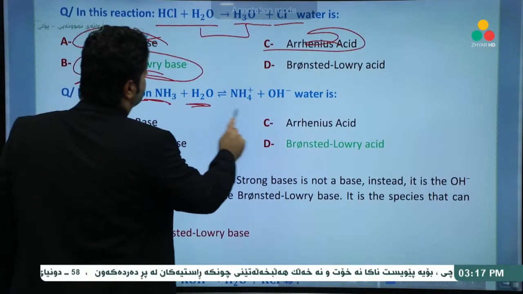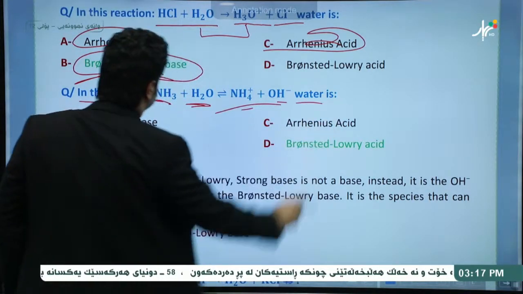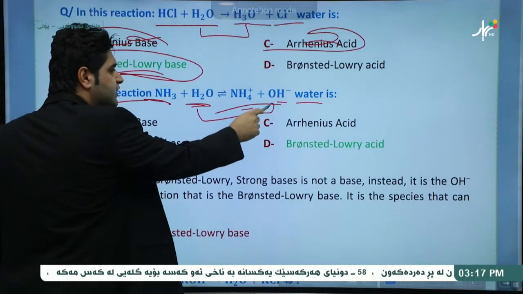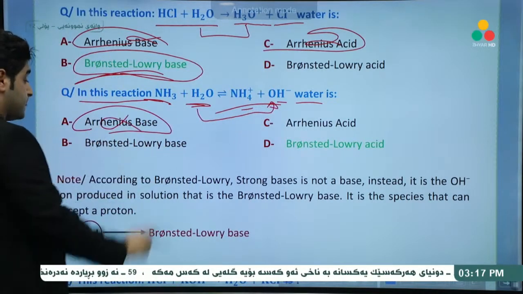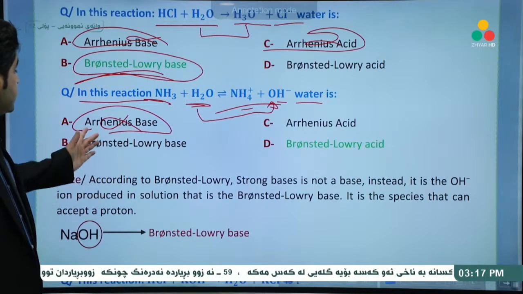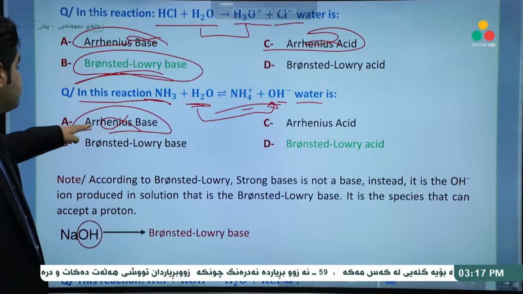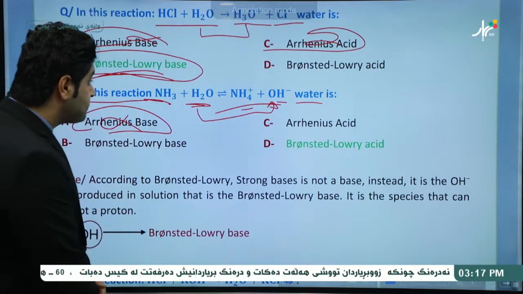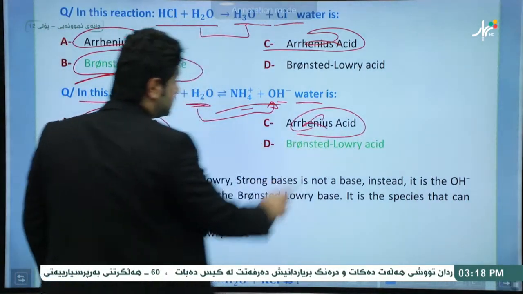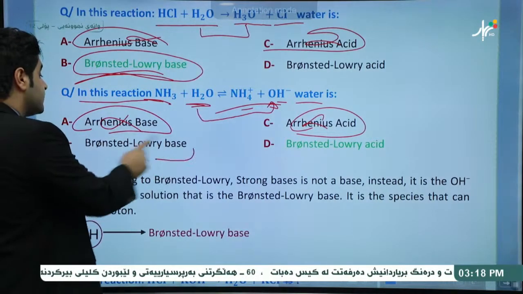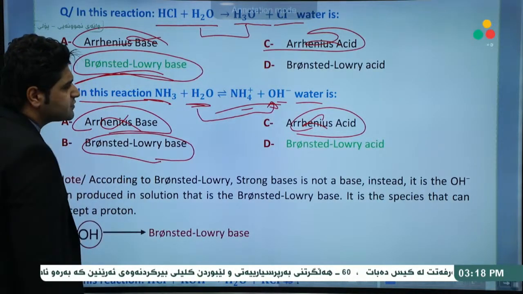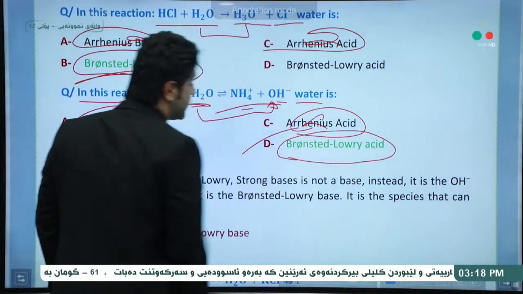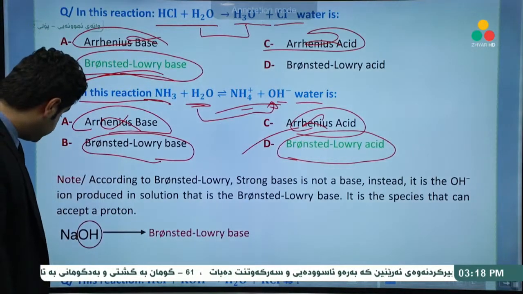NH3 plus H2O producing NH4 and OH. Well, water donates a proton to produce OH. So it will be an Arrhenius base? No. Actually, Arrhenius was a real enemy of water because he said that water is nothing except a solvent. So it's not possible. Arrhenius acid, no, it's not correct. According to Arrhenius, water is a solvent. Brønsted-Lowry base, does water accept it or release it? Release it. So it's a Brønsted-Lowry acid. The right answer is the green color.